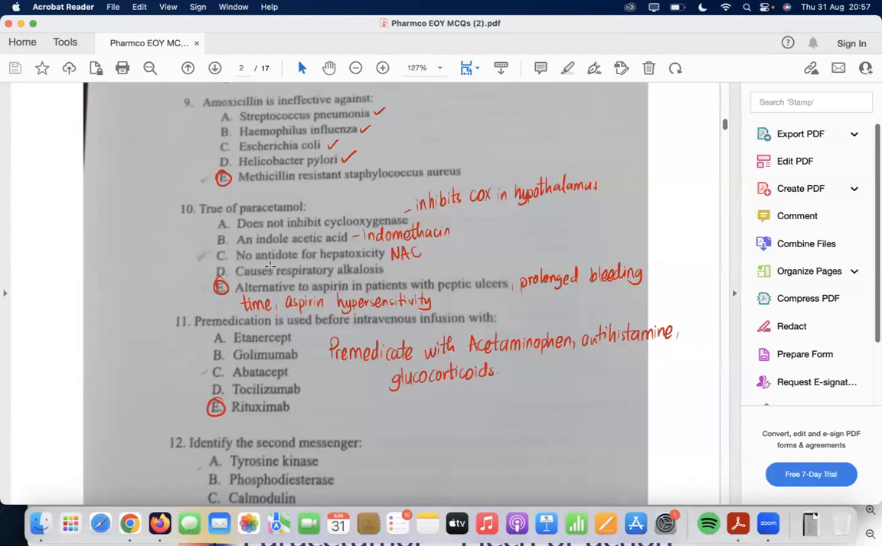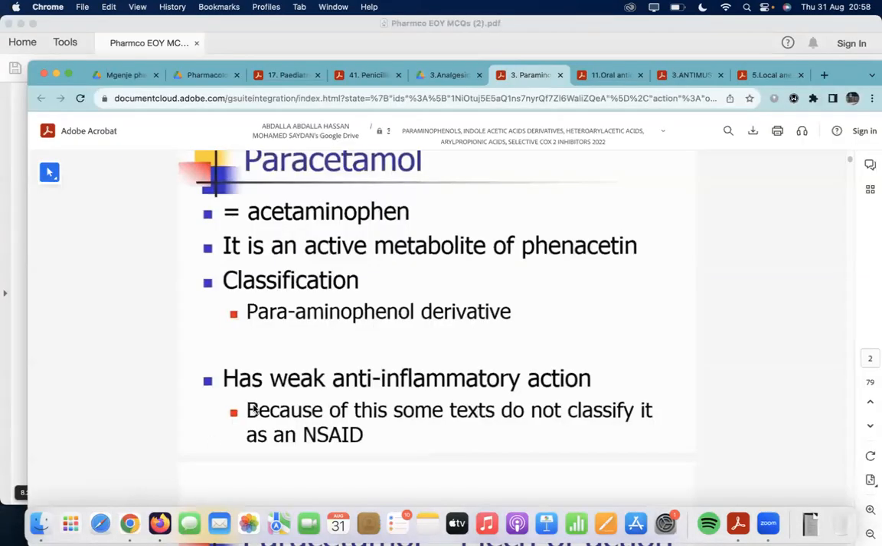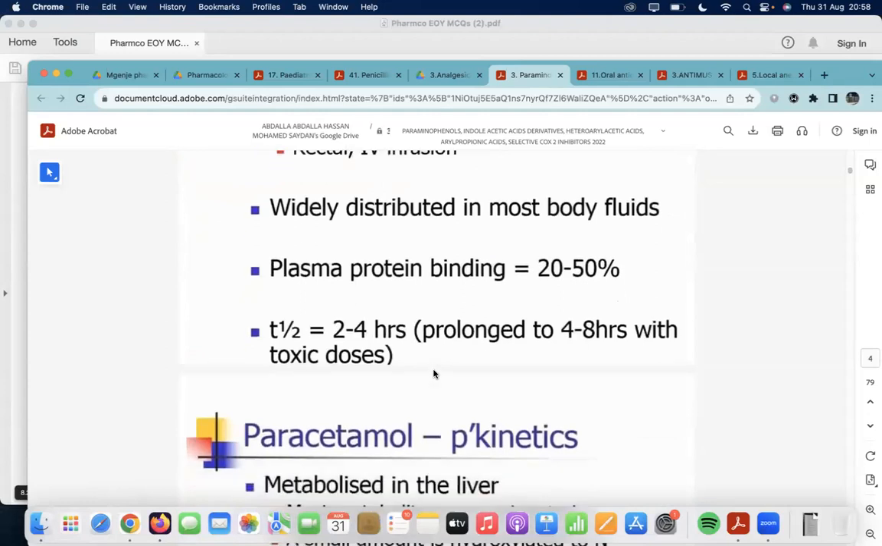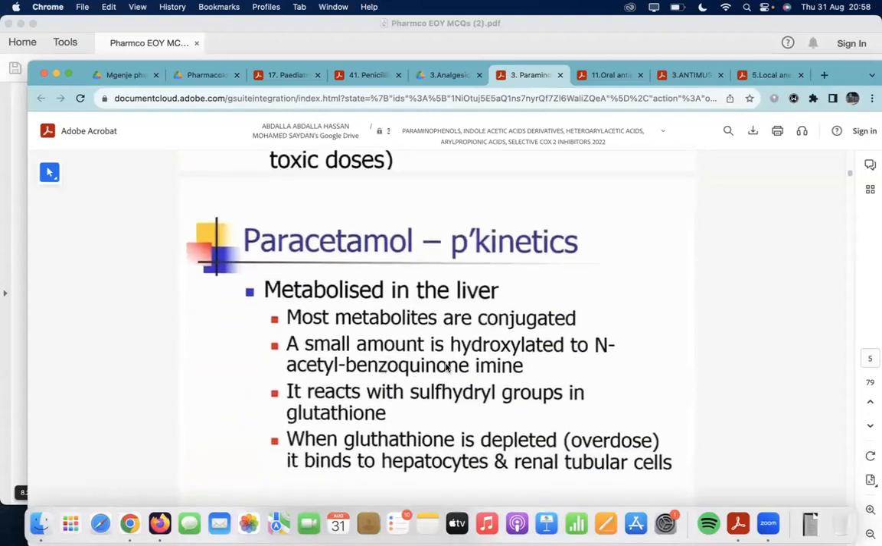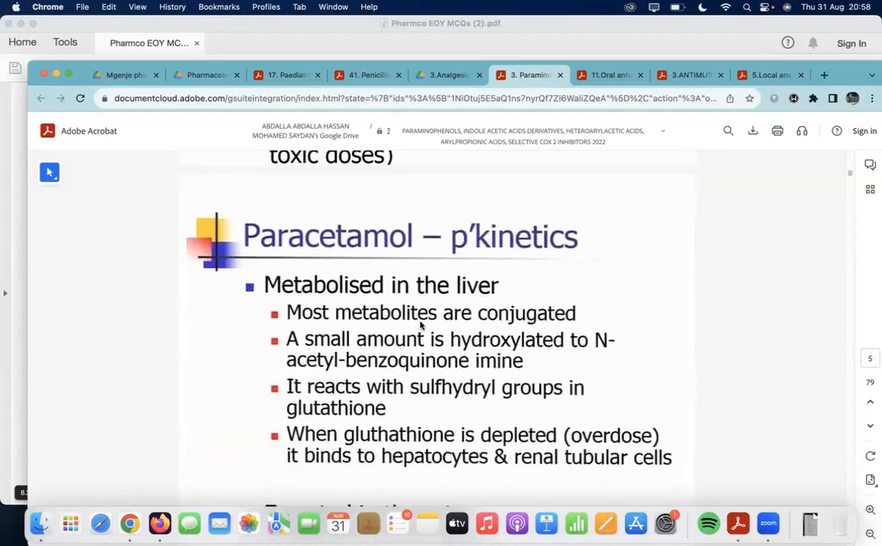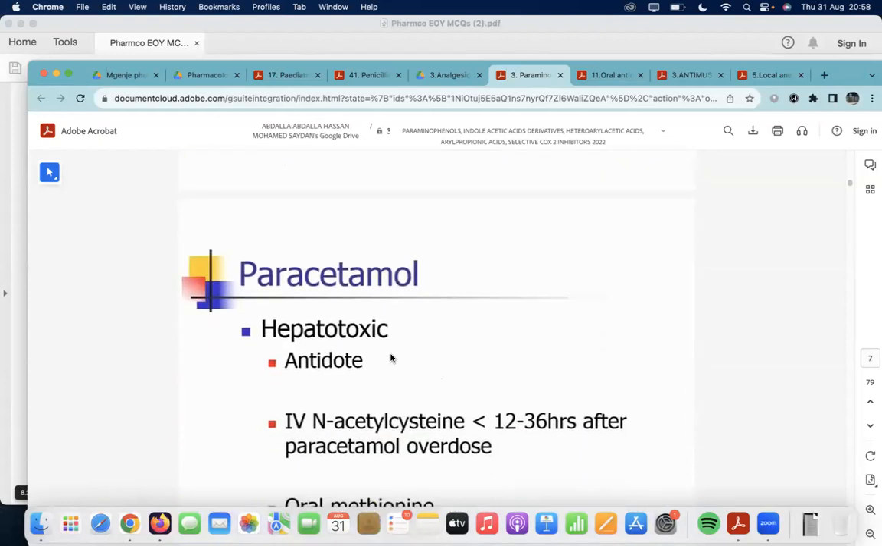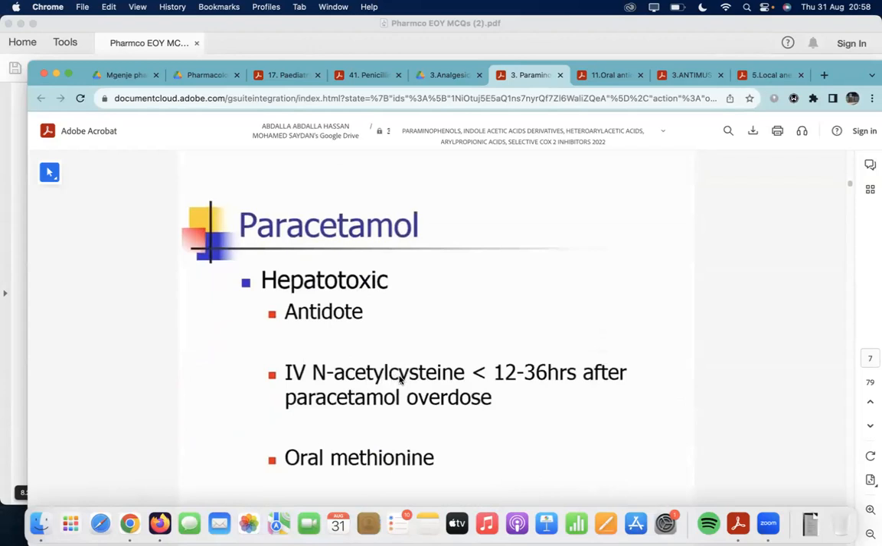Yeah, so no antidote for hepatotoxicity. It actually does. It's the N-acetyl... N-acetylcysteine. Yeah, N-acetylcysteine is the antidote for paracetamol hepatotoxicity, together with oral methionine.